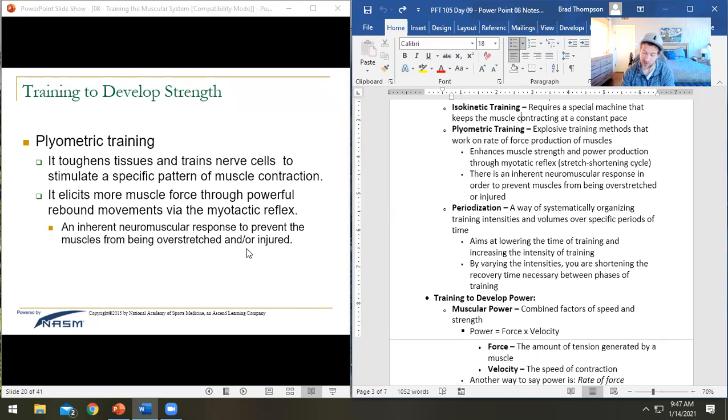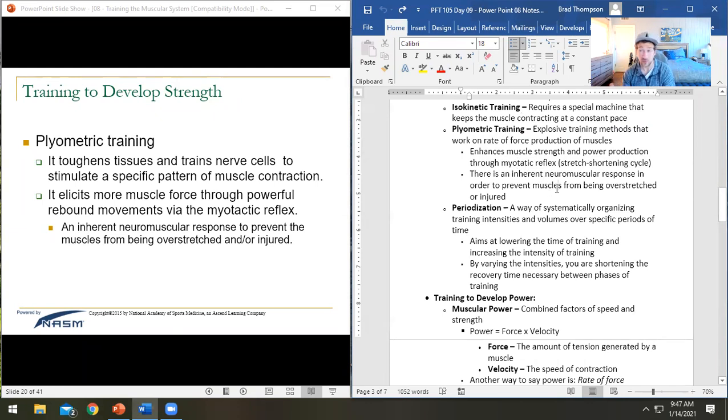Then we've got plyometric training. This is always a fun one. Plyometric training is very explosive movements. If you're trying to teach your muscles how to generate force very rapidly, if we're focusing on rate of force production, plyometric training is great at that. So this is going to enhance your strength and your power, and it's going to do it through what we call myotactic stretch reflexes.